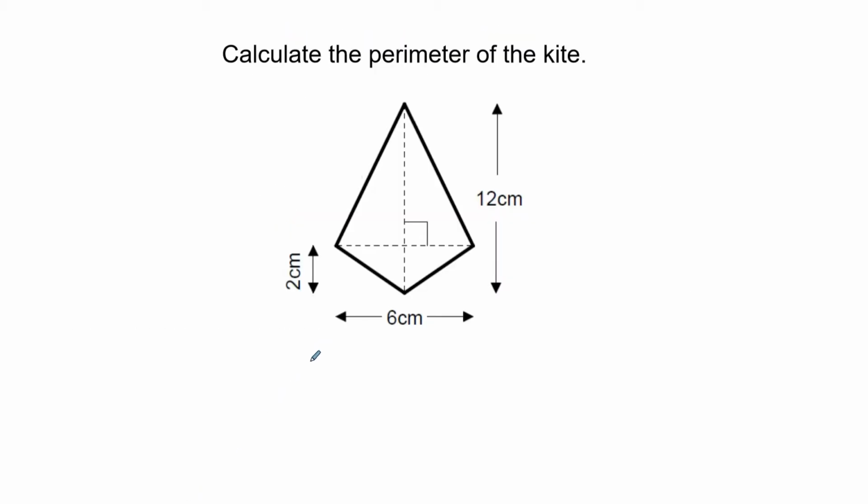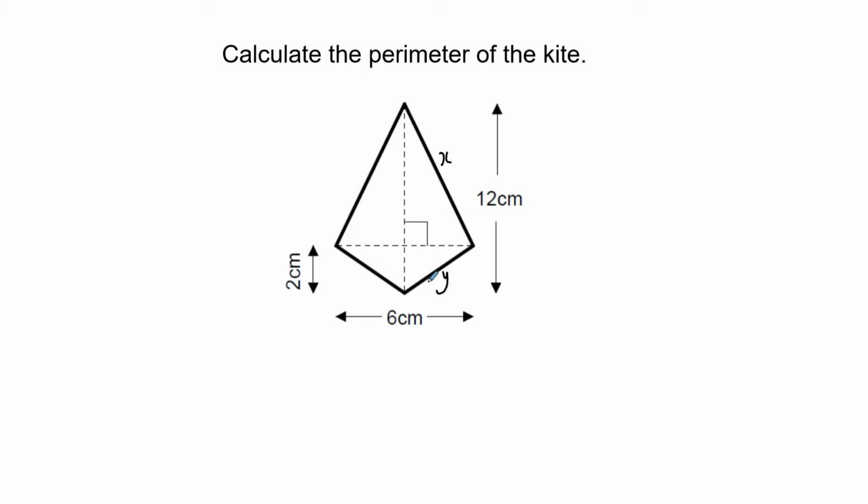Let's have a look at another one. So here we've got to calculate the perimeter of the kite. Perimeter, remember, is the length around the outside of the shape. So it's looking for this black line here. Now we've got two sets of triangles. We've got the top two, which are identical, and the bottom two, which are identical. So I'm going to call this one X and this one Y. We don't know any of the lengths of these black lines, and we've got to find them out.